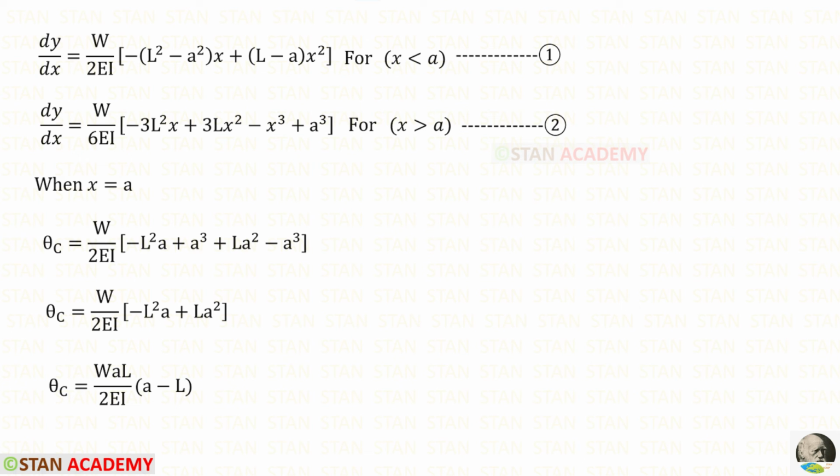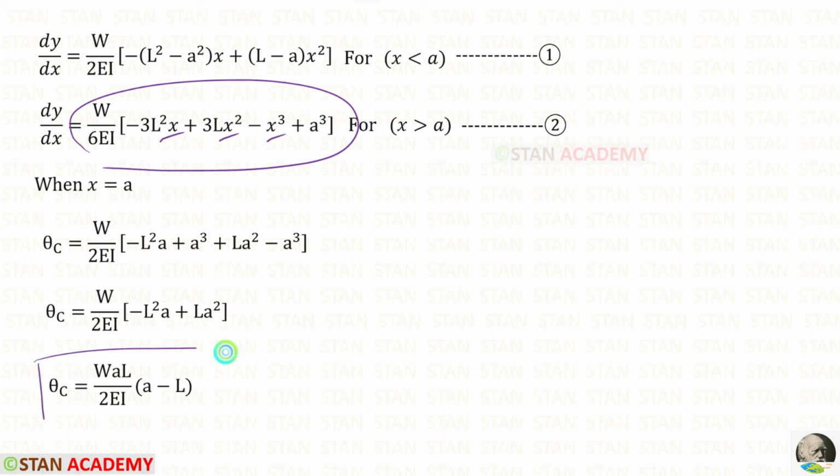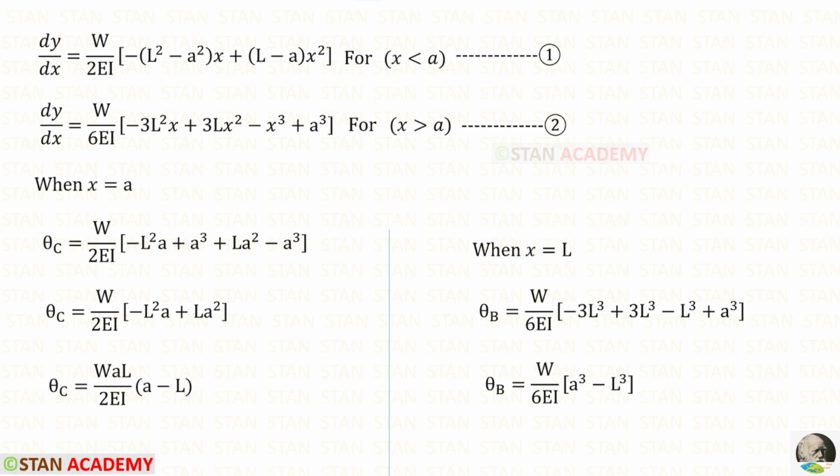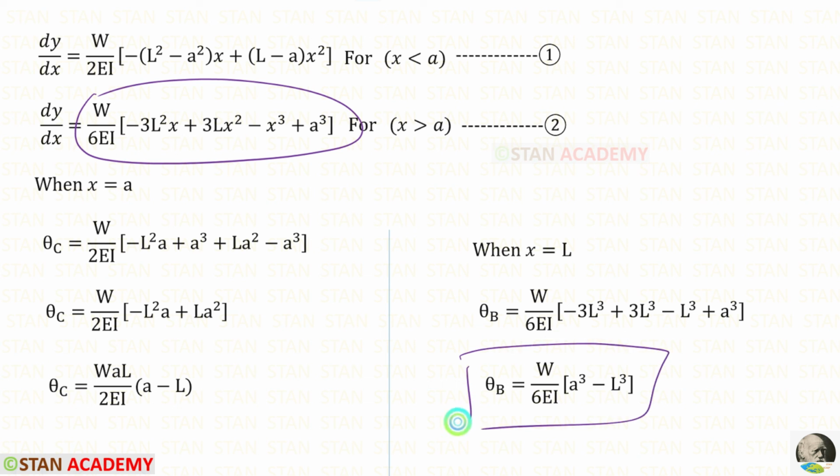To find the slope at the point C, in any one of them, instead of x, we have to apply a. I have taken this equation. Instead of x, I have applied a. In this way, for theta C, I will get this expression. To find the slope at the free end B, in this equation, instead of x, we have to apply L. In this way, we will get this expression.